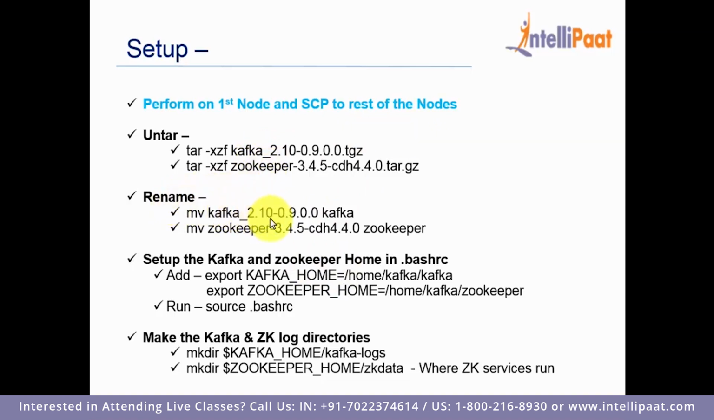We will rename them according to our convenience. Then we will set up the environment variables like Kafka home and Zookeeper home in the .bashrc file. We will create the Kafka-logs directory where Kafka will store its data, and Zookeeper home/zkdata where Zookeeper will store its data. We will complete this step on the first node, and after that we will make some configuration changes on the same node. Let us prepare the first node first.